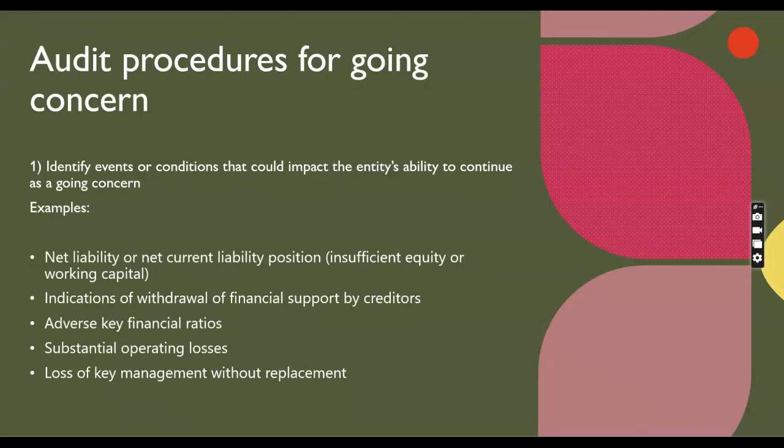issue. Also, when you start seeing adverse key financial ratios, okay, so during the planning stage of the audit, we need to perform preliminary analytics. And what do we mean by that? We need to perform analytics relating to accounts receivable ratio, accounts payable, gross margin, debt to equity ratio. So during that process, if you notice that the ratios are not looking good, okay, that might be an indication.